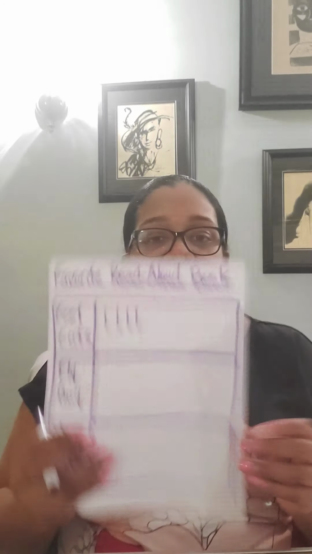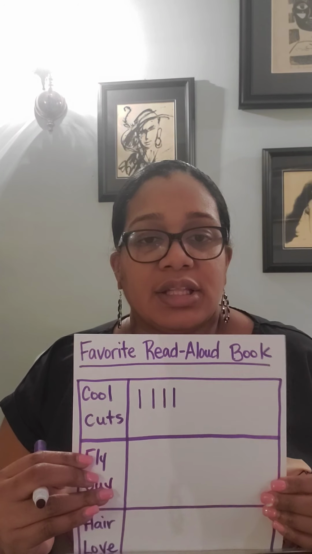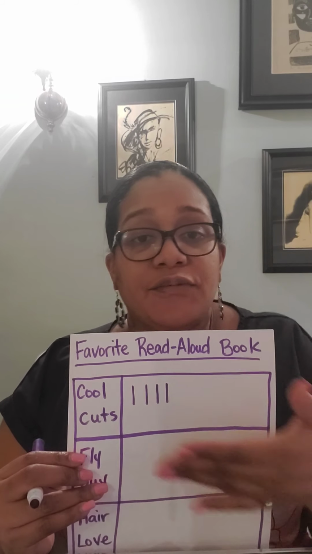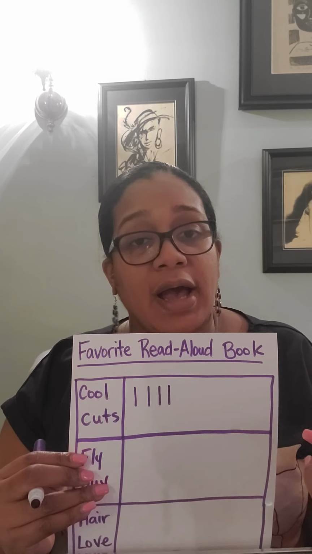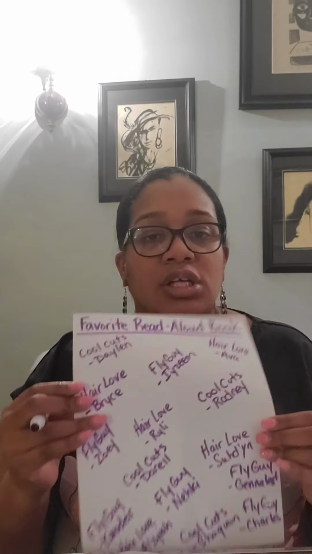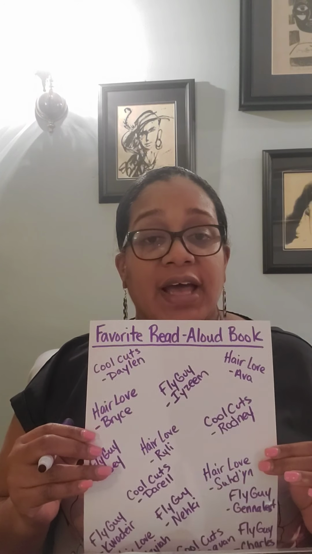So I'm going to use my tally marks. 1, 2, 3, 4. Tally marks go straight up and down like the letter L, lowercase l, okay? So I have 4 tally marks here. Why? Because 4 people liked Cool Cuts. Let's go back to the table. So now I need to find how many people liked Fly Guy.